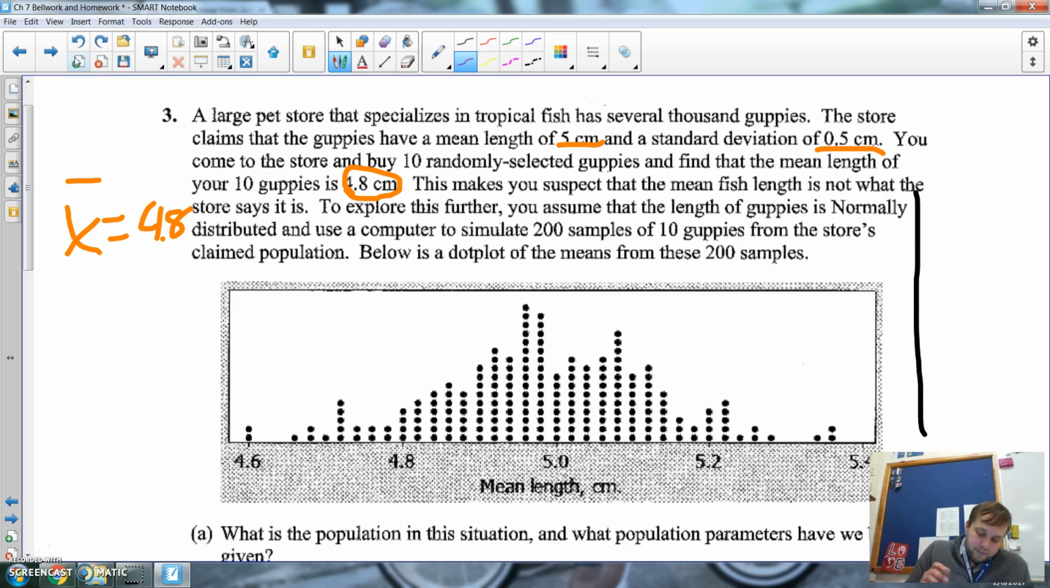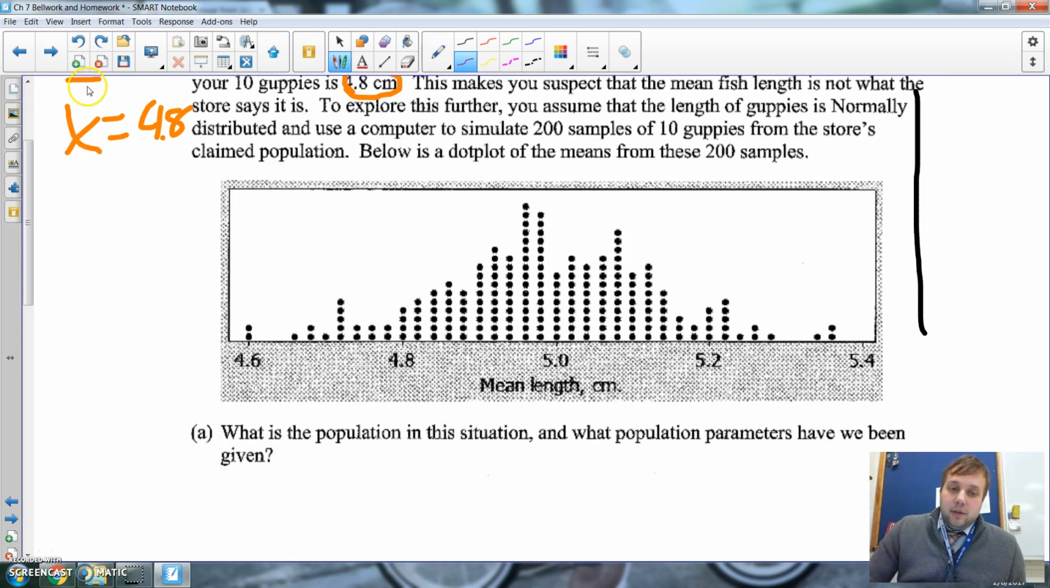4.8. All right. Makes you suspect that the mean fish length is not what the store says. Let's be a little detectives here. Are they lying to us? So, it's not what the store says it is. To explore this further, you assume that the length of the guppies is normally distributed, and use a computer to simulate 20 samples of 10 guppies from a store's claimed population. Below is the dot plot of the means for these 200 samples.